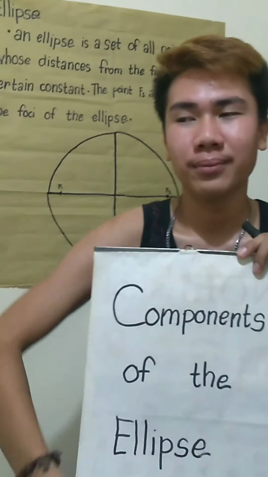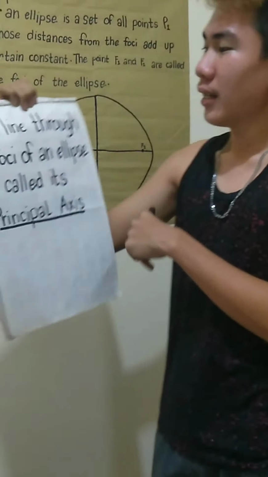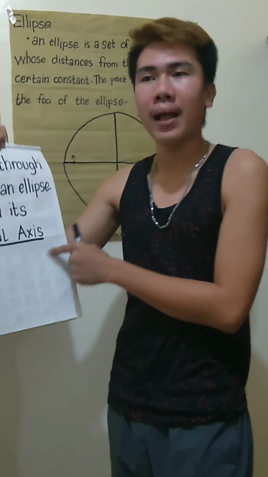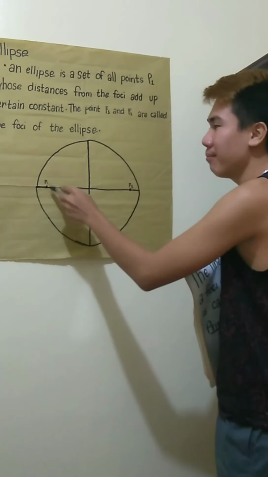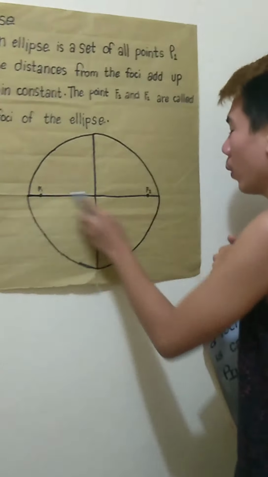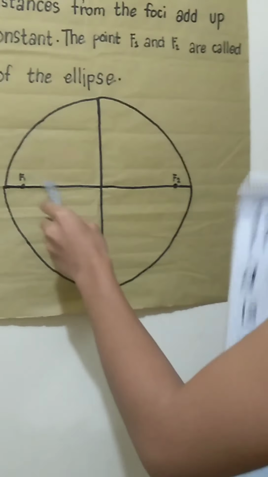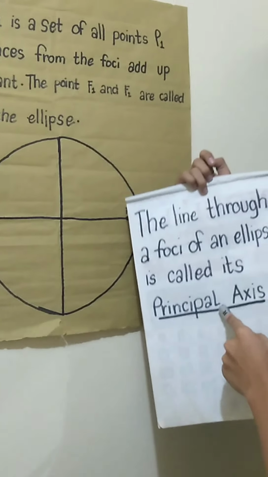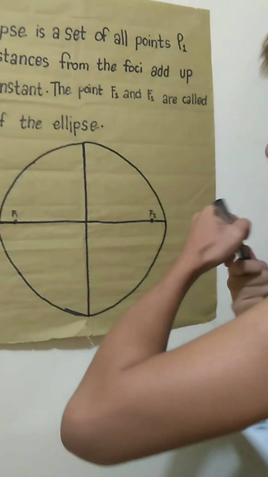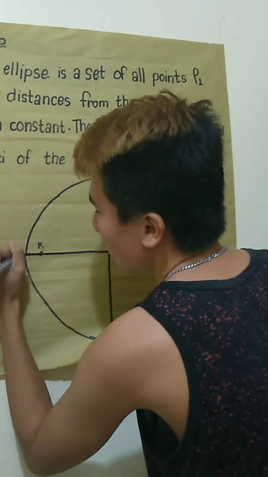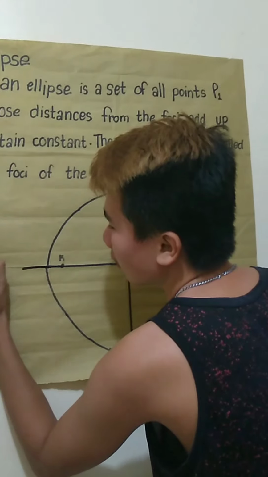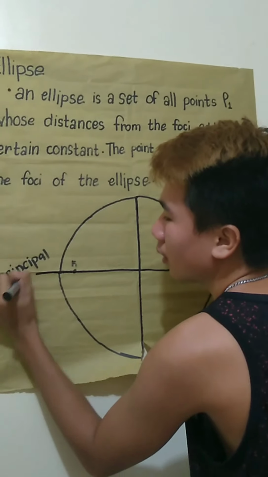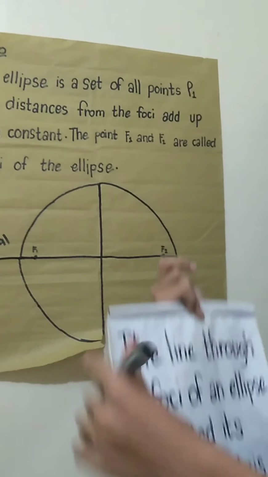So first, the line through the foci of an ellipse is called its principal axis. So given the example, foci 1 and foci 2, the principal axis runs here. So it is called the principal axis.